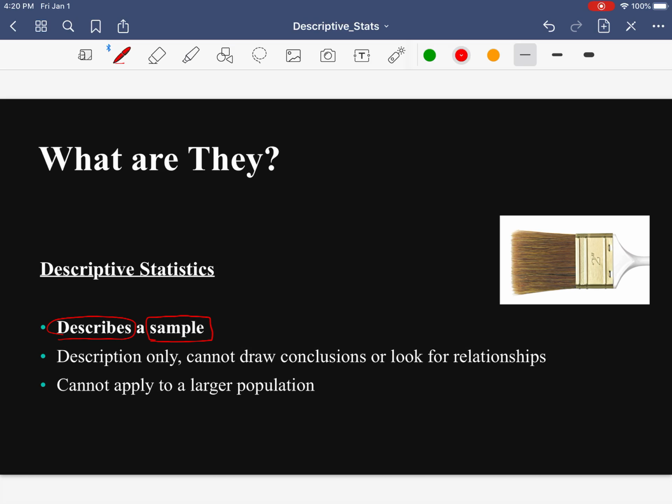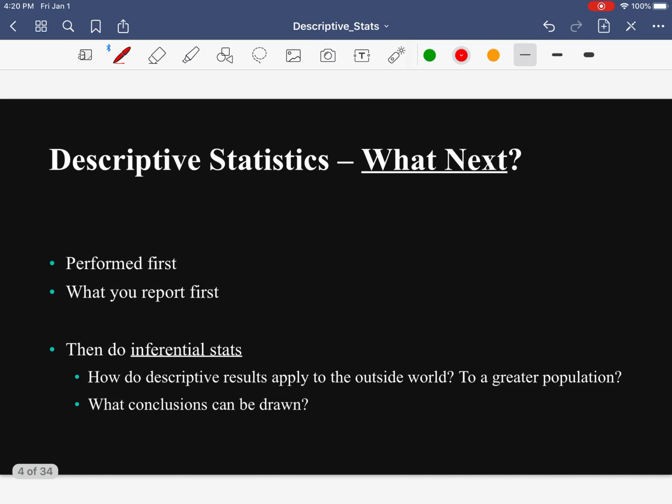You can see here, these are descriptions only, and in no way are we going to be able to draw conclusions or look for a relationship. And because of that, we're not going to be able to apply to a larger population. Now, from these descriptive statistics, we can take the next step and try and draw conclusions and look for relationships and try to make inferences to a larger population. So we do the descriptive stats first.